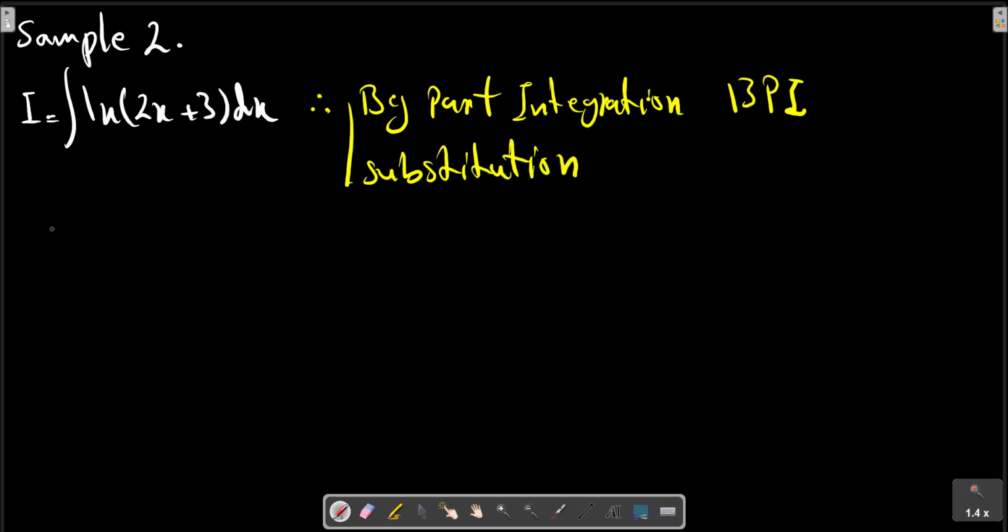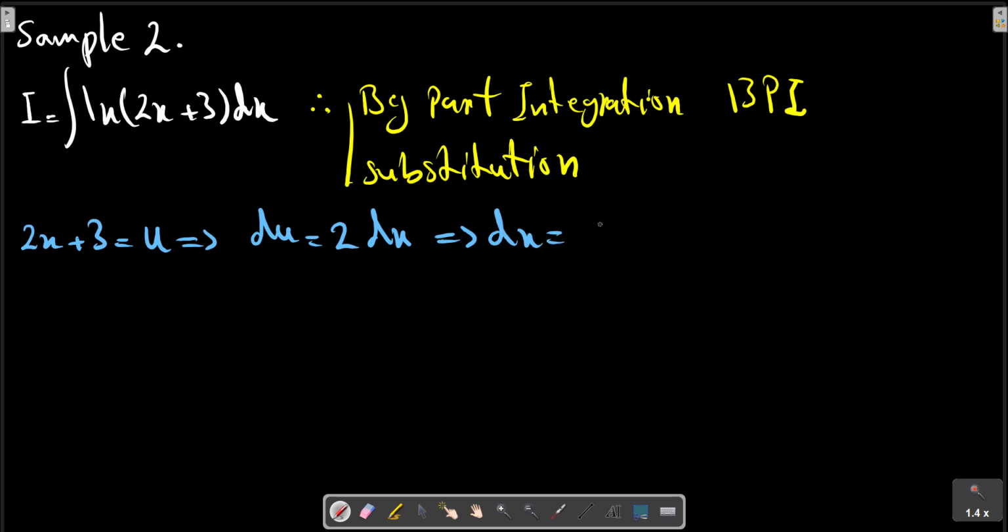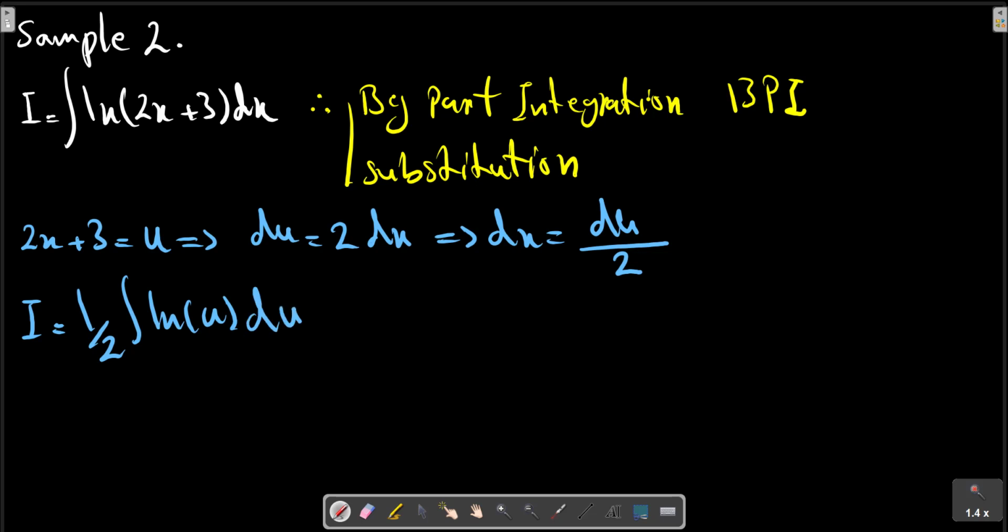At first we substitute the function 2x plus 3 with u. We should calculate du to dx, and obtain dx equals du on 2. So our integral becomes 1 on 2 times the integration of ln u du.